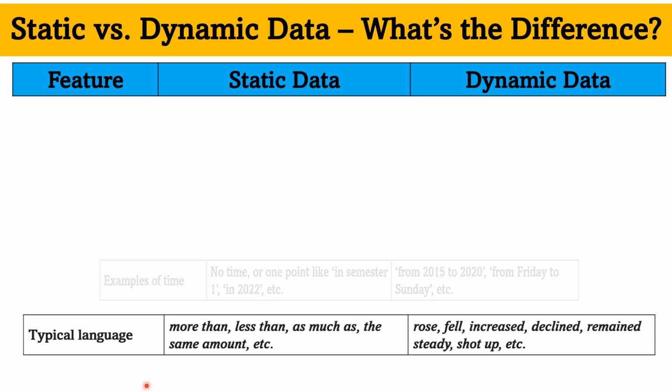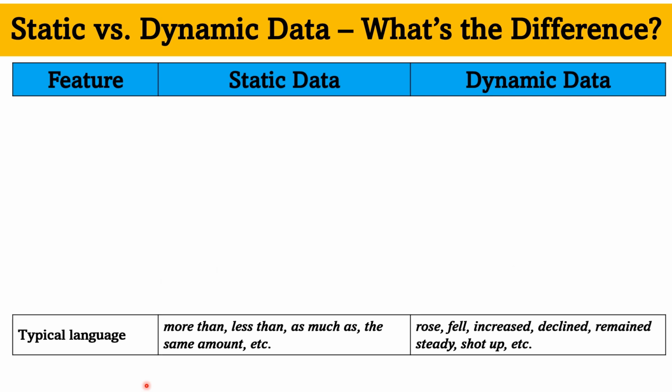Finally, we will look at the kind of vocabulary we should use. Static graphs require one set of vocabulary and dynamic graphs require another. For static graphs, you will use comparison language like more than, less than, the same amount, and so on. But if it's a dynamic graph, your focus will shift to how things change over time. So you will need verbs like rose, fell, increased, declined, remained steady, and so on.